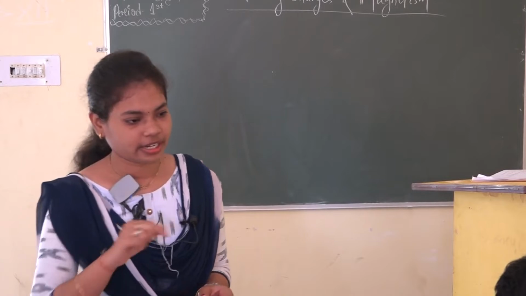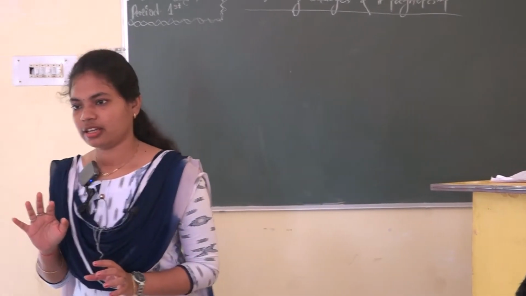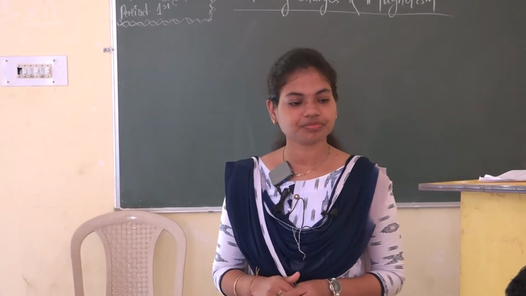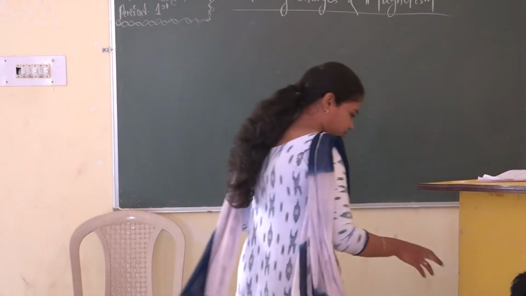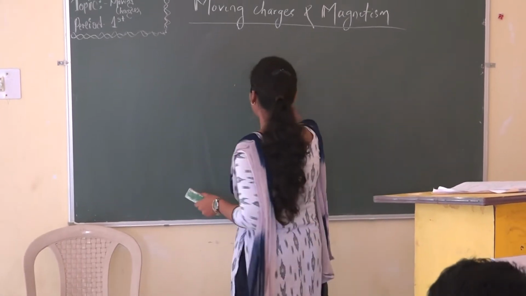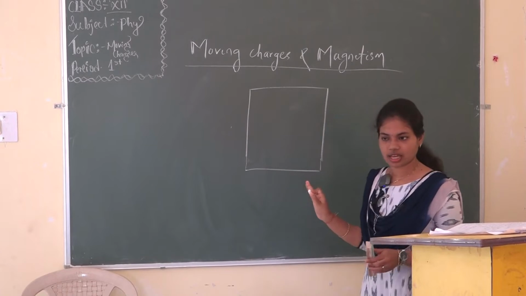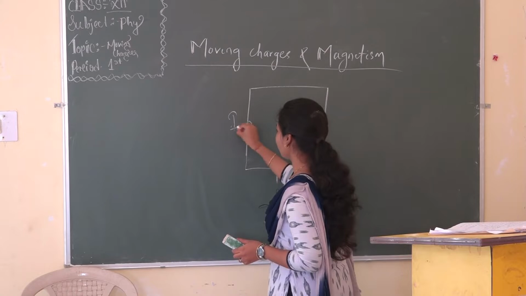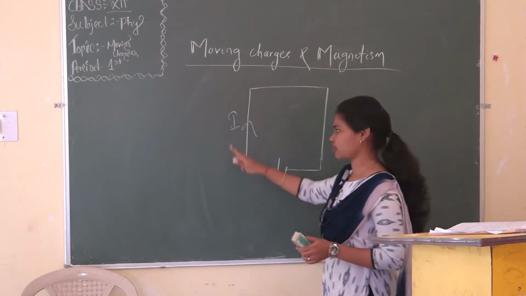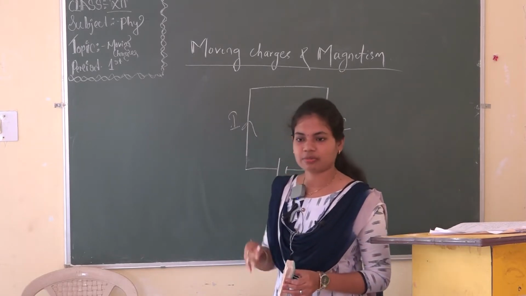When we flow current in a conductor, in a current carrying wire, is there magnetism present or not? Again, when we flow current in a current carrying wire, suppose this is a wire. When we flow current through this wire, current flows from positive to negative. When we flow current through this wire, what happens?